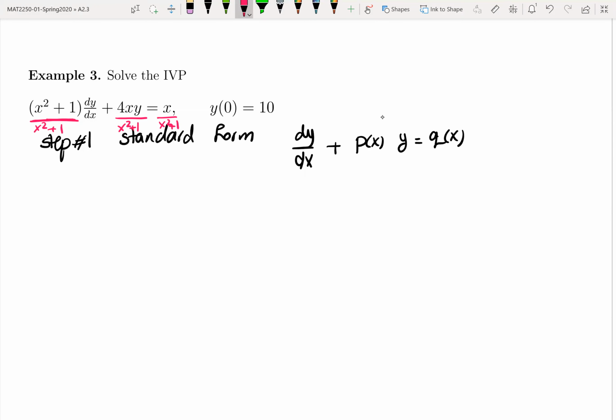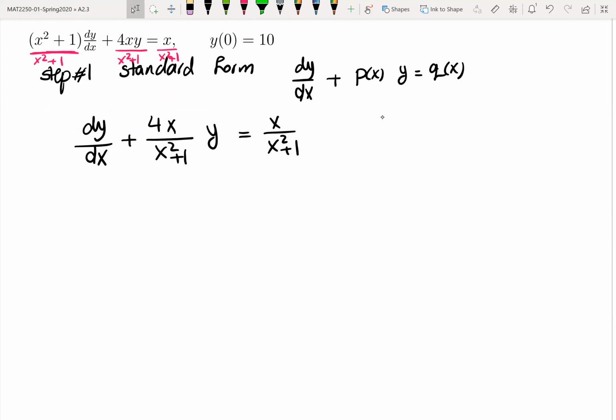Okay, because that has to be always leading coefficient equals 1. So that gives you 4x divided by x squared plus 1, then y, and then you have x divided by x squared plus 1. Okay, so p of x is 4x divided by x squared plus 1. Q of x is x divided by x squared plus 1. Is that okay? Is there any question?